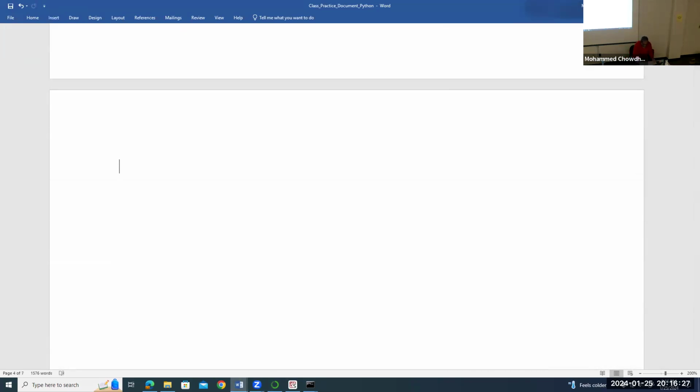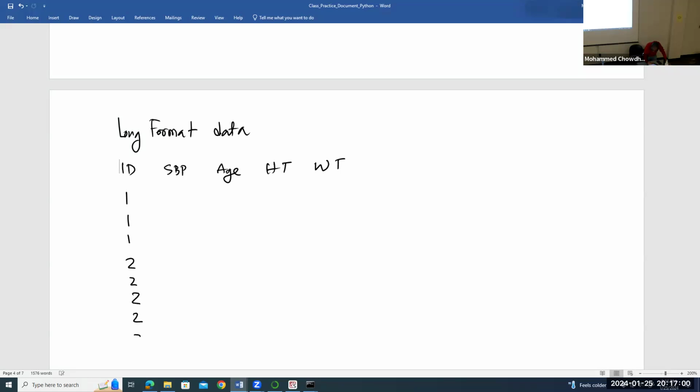So data in this format, suppose. Data is called the long format data. Long format data means what? It has an ID variable, SBP, age, and suppose height and weight. This is the ID: first person, first person, first person, second person, second person, second person, third person, third person. So I have data in this format, and all the values are in there.